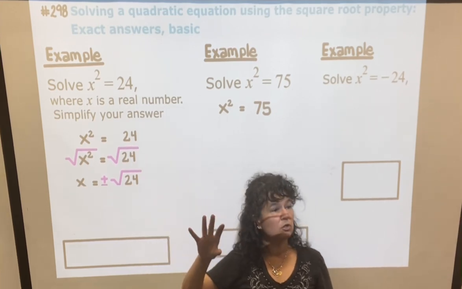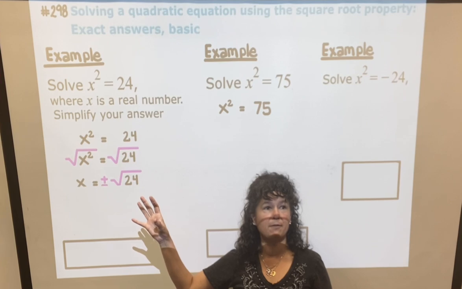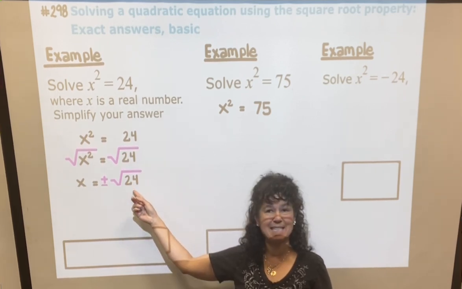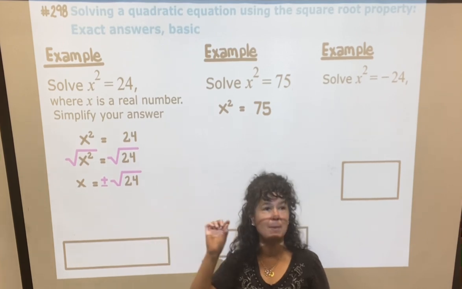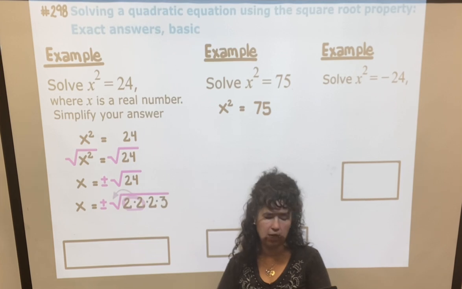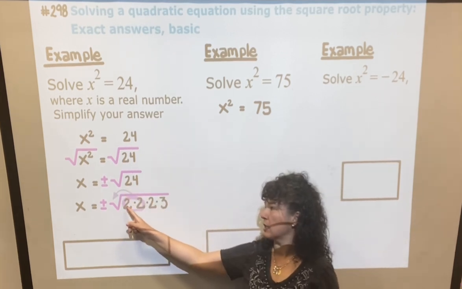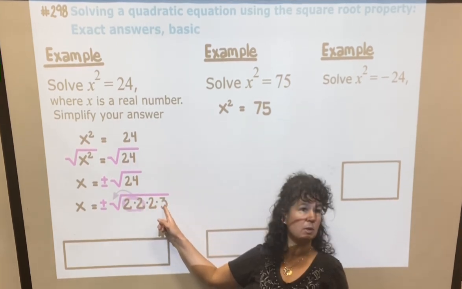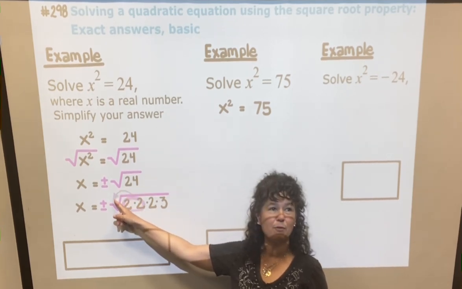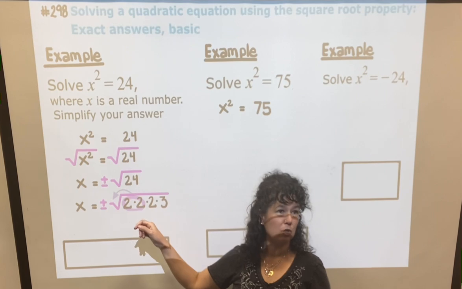If you need to, you might have to go off to the side to make a factor tree. 24 though is 4 times 6, and the 4 is made out of 2 times 2, and the 6 is made out of 2 times 3. Okay, so 24 is 2 times 2 times 2 times 3. A pair of 2's, you're going to take a single 2 out front. Don't take that too far out front.